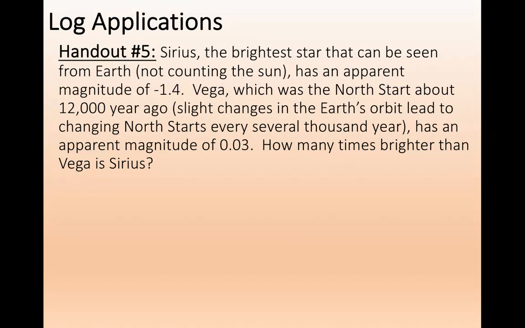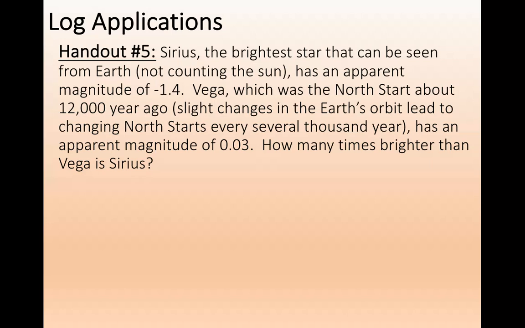So Sirius, the brightest star that can be seen from Earth, not counting the sun, has an apparent magnitude of negative 1.4. Vega, which was the North Star about 12,000 years ago, since slight changes in Earth's orbit lead to changing North Stars every several thousand years, has an apparent magnitude of 0.03. How many times brighter than Vega is Sirius?